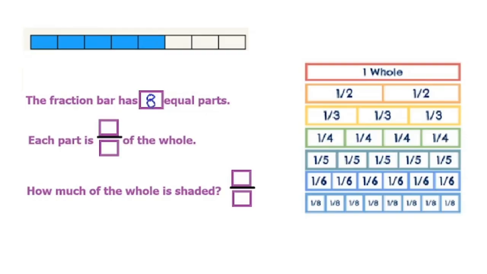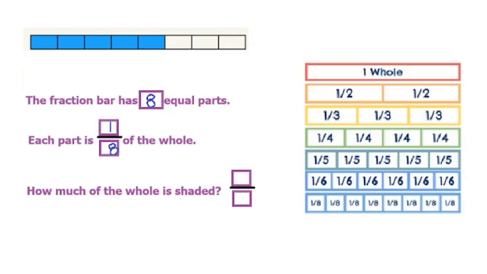So now to answer the next one, each part is what part of the whole? So we already know that each part is eighths. So each part is 1/8 of the whole. So let's write that in. So it's 1/8, 1/8. And how much of the whole is shaded?